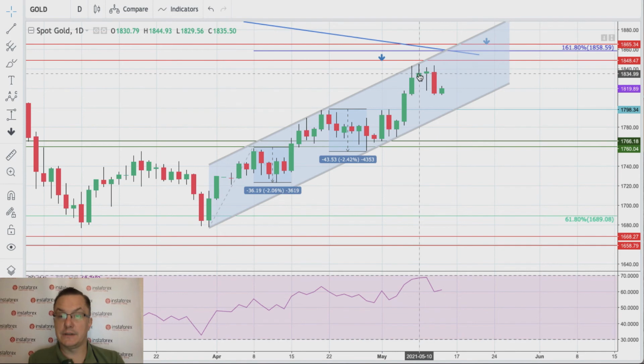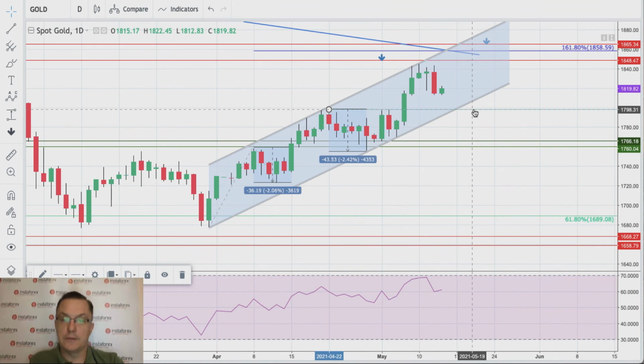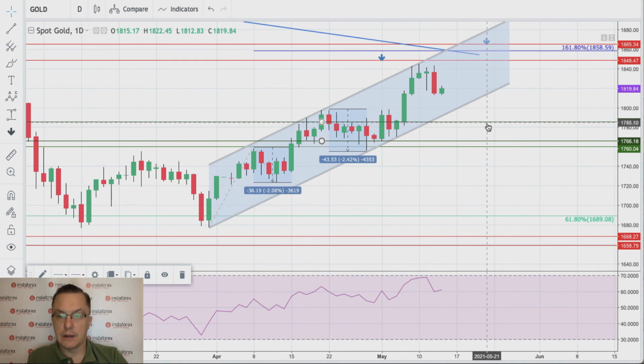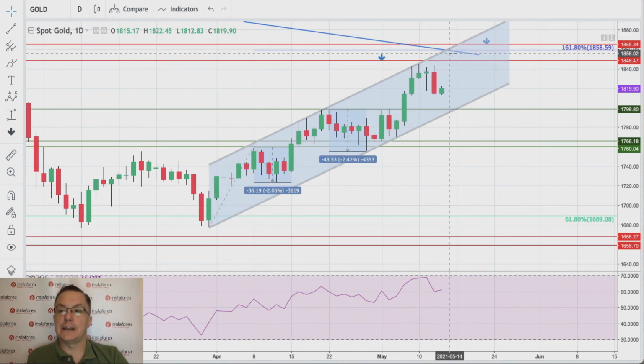This might be some sort of the shooting star, but that red candle confirms that the next target for the bears would be placed somewhere here around the level of 1,800. Yeah, 1,798. This is the next target. Of course, this is the key technical resistance zone, key supply zone, somewhere around these two levels. Without a substantial and clear breakout above this zone, there is no continuation of the up move on the spot gold.